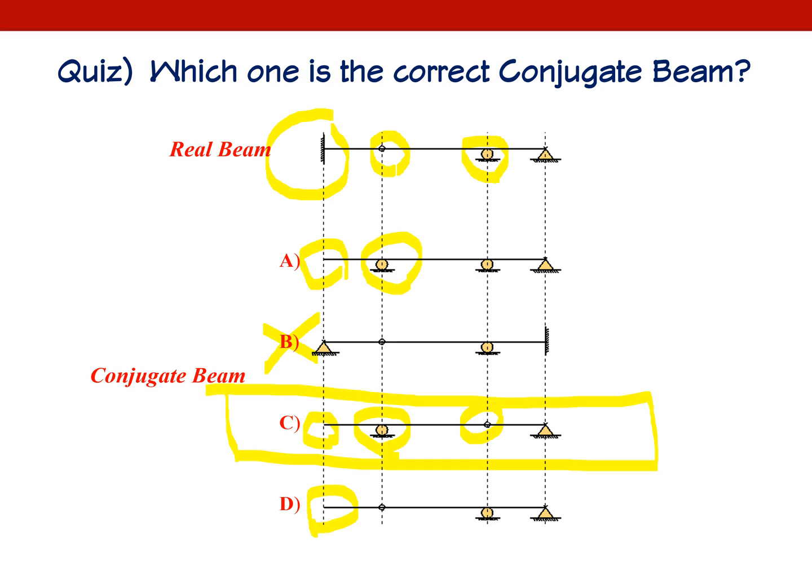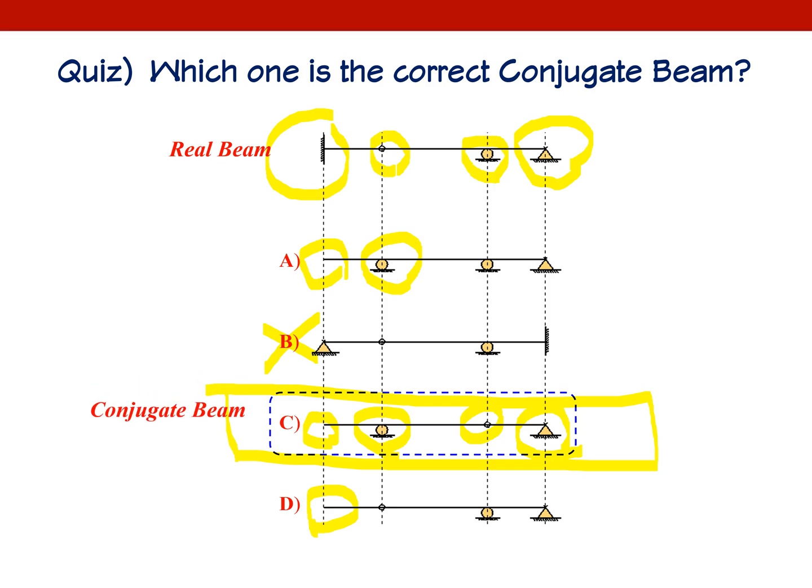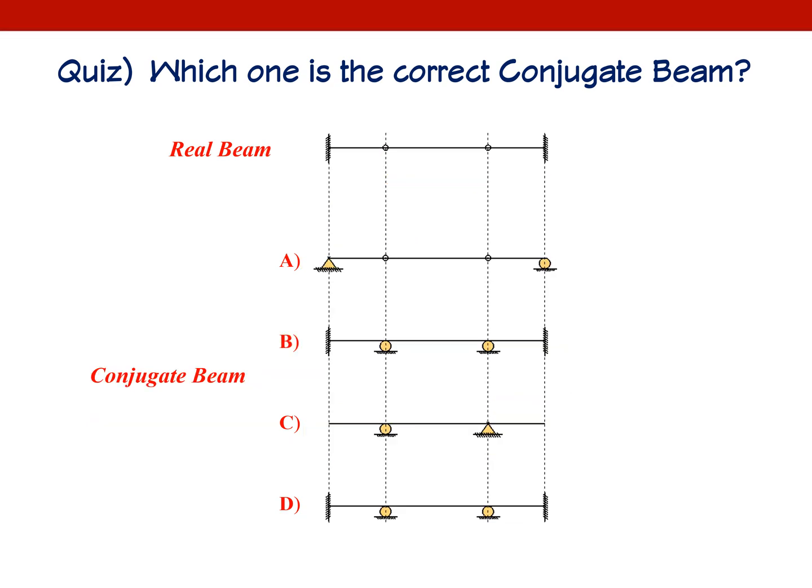And the last one, just as a check, pin support will be no change. So C is the answer. This is the conjugate beam for the real beam.